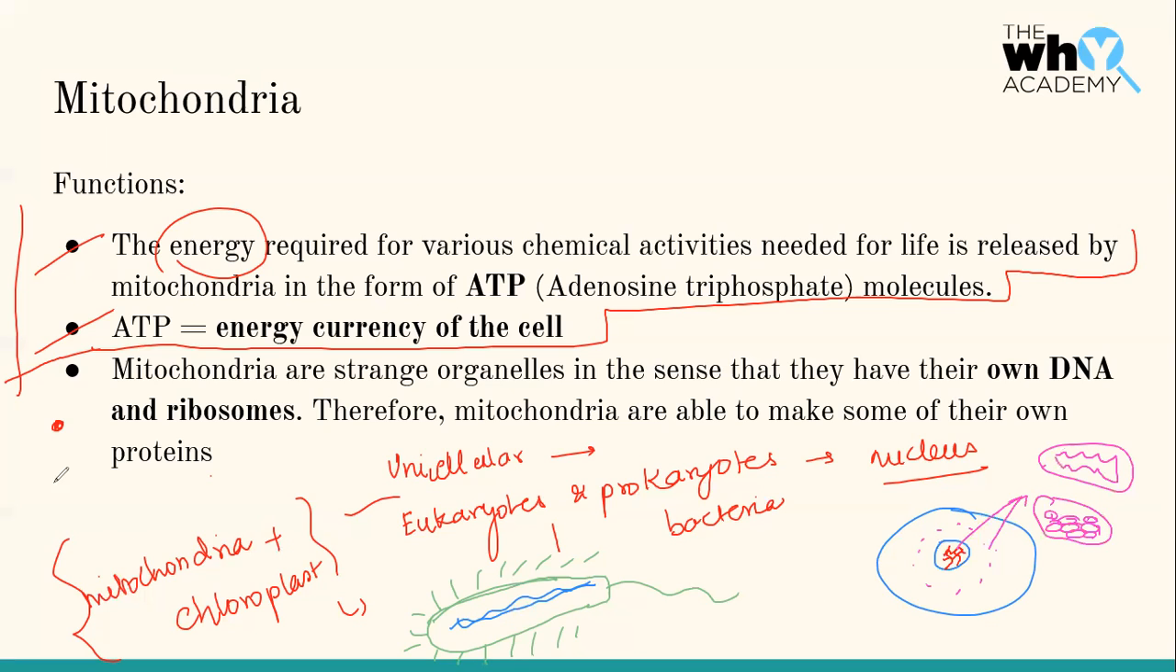Okay. So this is the importance, or I would say the interesting fact about this. Because they have their own DNA and their own ribosomes, they can make their own proteins. Ribosomes are protein manufacturing sites, isn't it? So that's why they can make their own proteins. Sometimes they ask you a question like, which organelles can make their own protein. So you should know the answer is both mitochondria and chloroplast. Correct? Both of them can do this function. Okay.